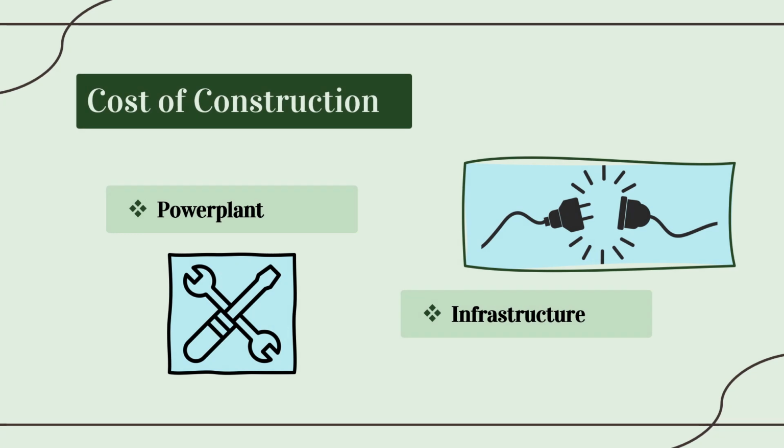In regards to the construction of the plant, it can be broken into two pieces: the plant itself and any infrastructure that needs to be built to sustain it. Both of these can be very costly, resulting in the overall cost of a geothermal plant being notably higher than non-renewable alternatives, such as natural gas or fossil fuels.